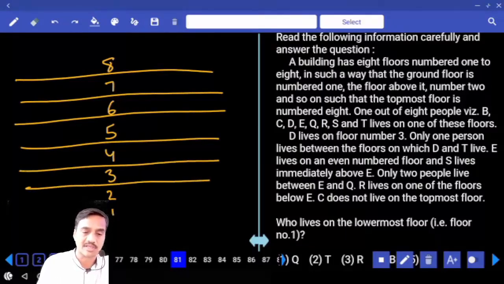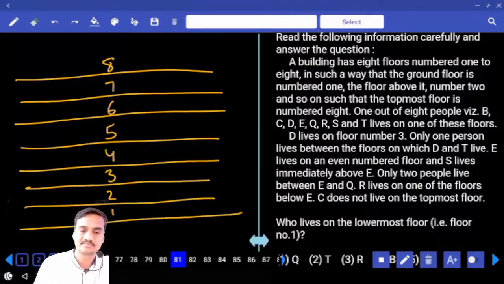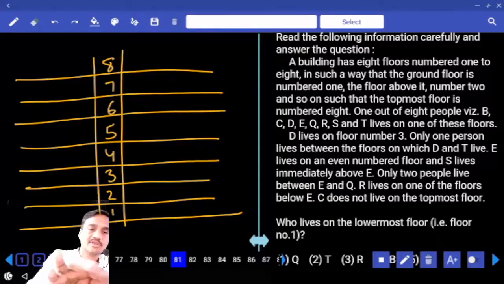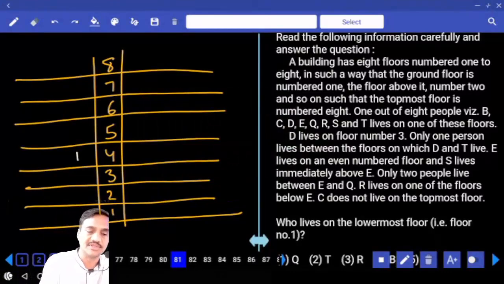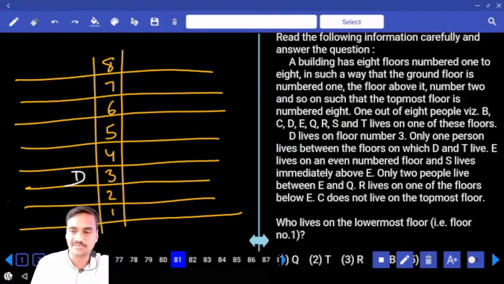Then again, coming to condition number 1. D lives on floor number 3. D lives on which floor? Floor number 3. And only one person between D and T, T can be here. This is one such possibility. Second one, D is on the third floor, T is on the first floor. One person between D and T.